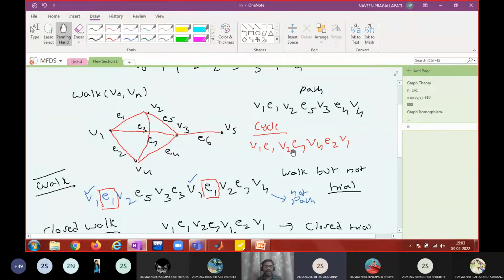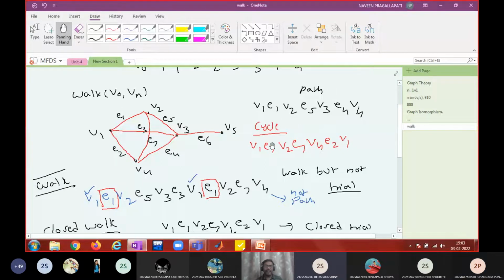It is a closed path. Initial vertex equals terminal vertex. So this is a closed walk, in which vertices are distinct and hence edges are also distinct. Therefore, it is a cycle. Sir, here V1 is repeating, no? Except initial and terminal, I said.